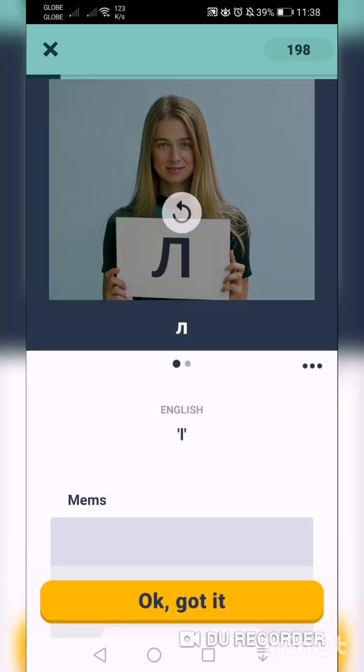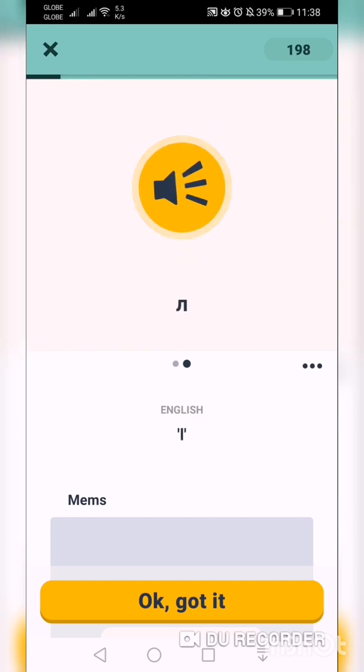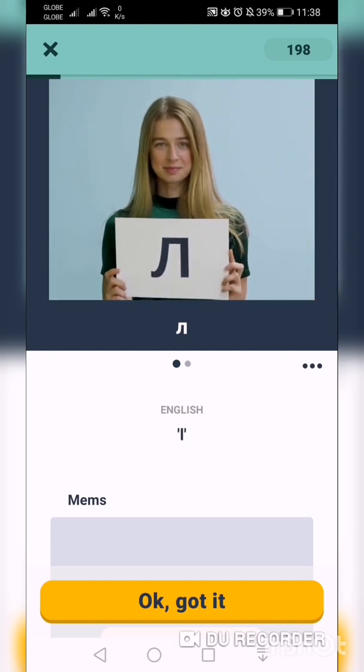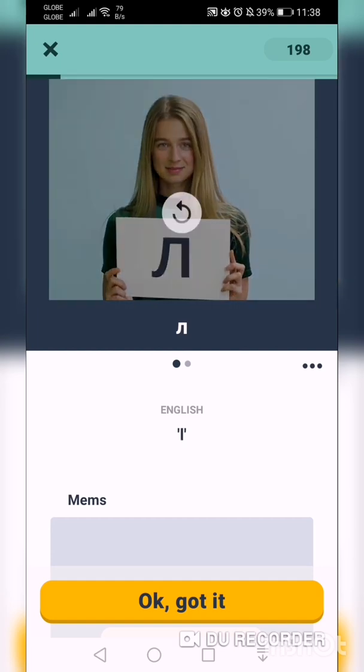Okay, now that's an interesting character, right? That is the L sound, much like in English. L. Okay, there's two dots here, so it's ye. L. Okay, so how do we try to remember this character?